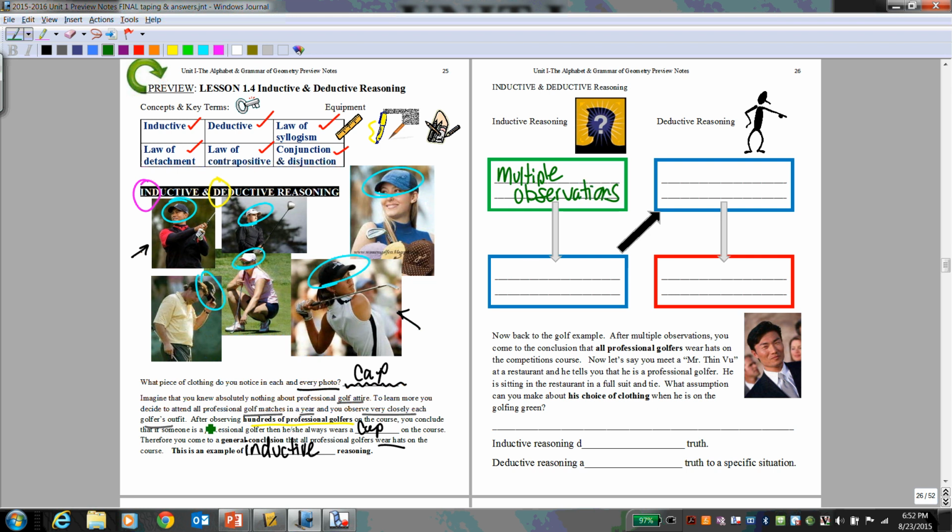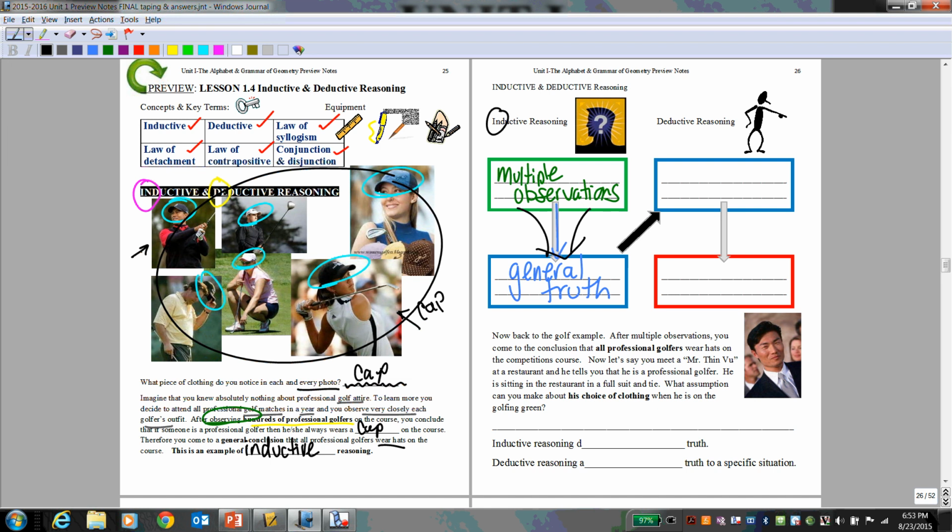Notice here, after observing hundreds of professional golfers, and after you do multiple observations, you draw a general truth. In this case, the general truth was, if you are a golfer, you wear a cap on a course. That was the general truth. That's called inductive reasoning. You take in multiple observations and you come to a general truth.